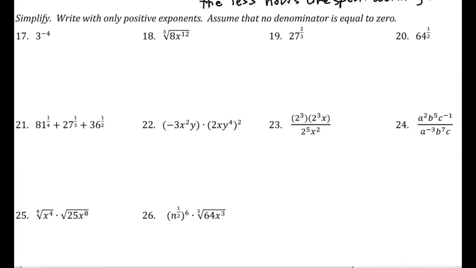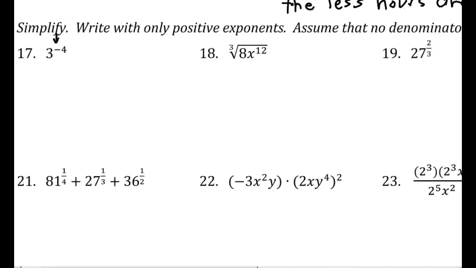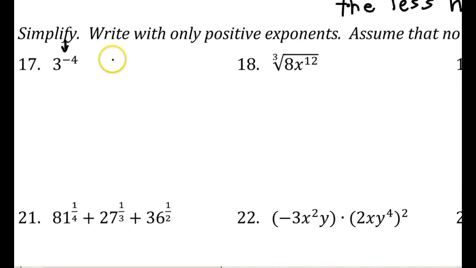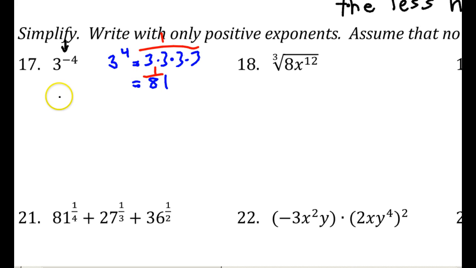All right, let's go down to a little review of what we just did. 3 to the negative 4 power. Remember, negative means fraction, not negative number. So 3 to the 4 means 3 times 3 times 3 times 3, which is 81. So 3 to the negative 4 is going to be 1 over 81. Your answer would be 1 over 81.